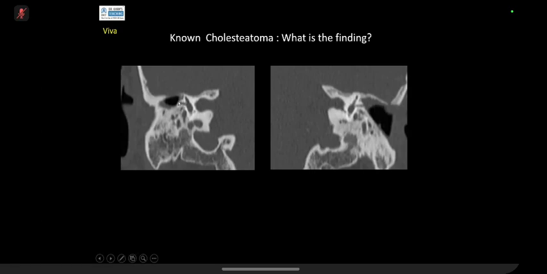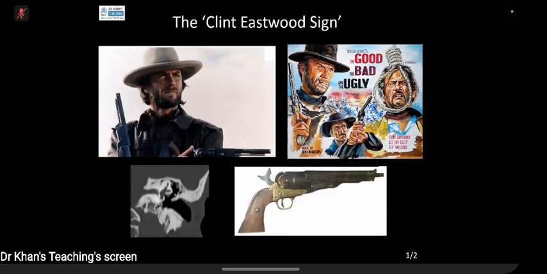The key point to remember is that there must be a bone between the lateral semicircular canal and the middle ear cavity. Here you can see that there is no bone. There is no bone. This is known as fistulization, and this is a classical exam scenario which you can see.